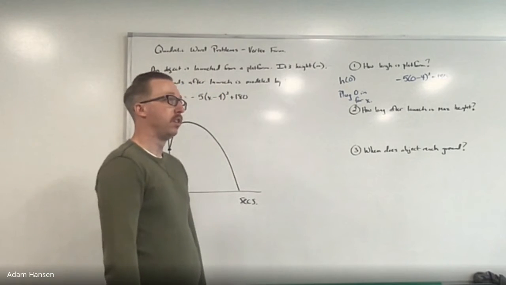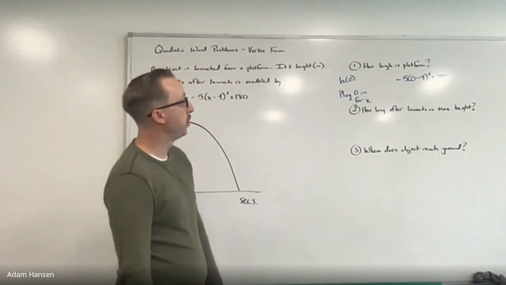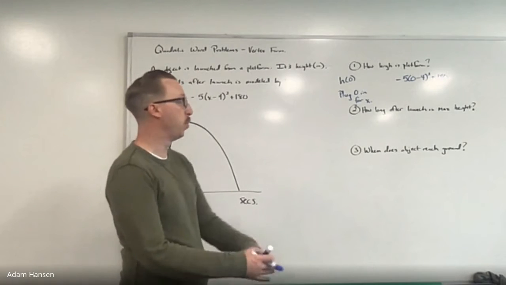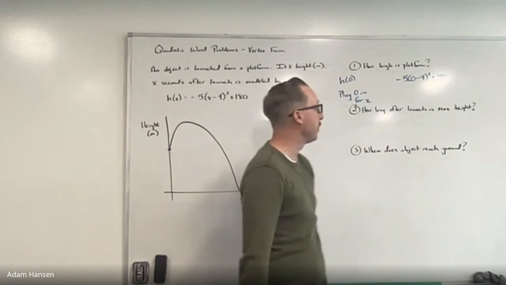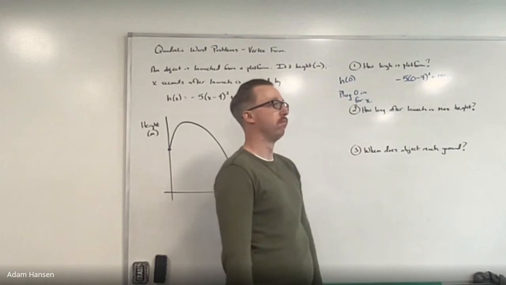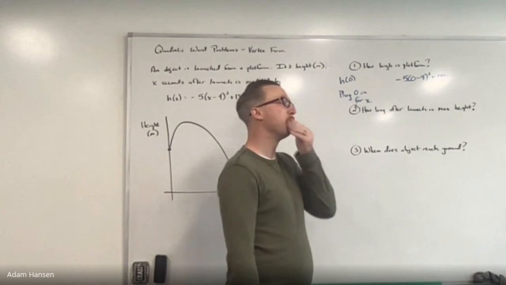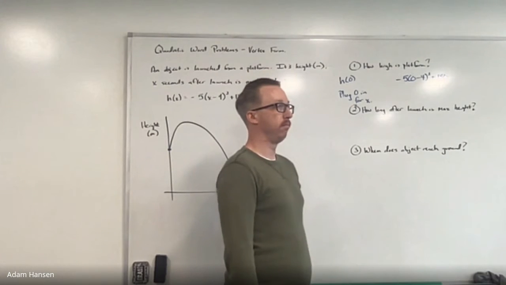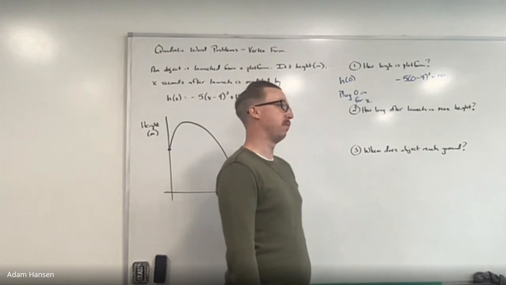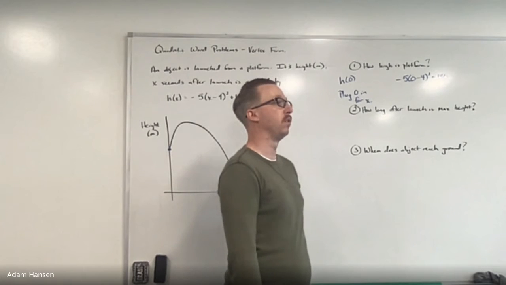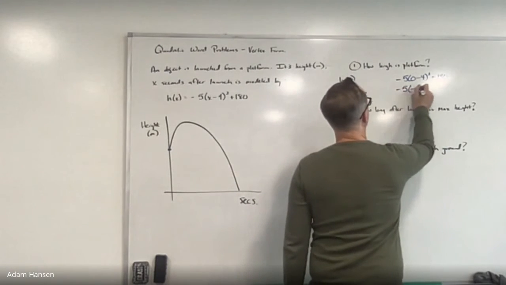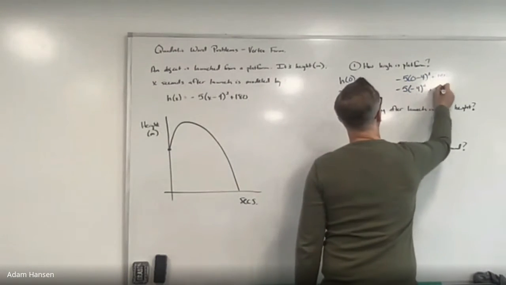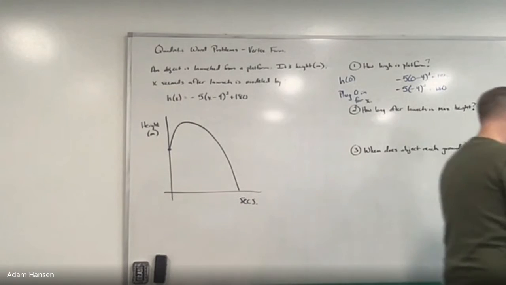Think PEMDAS. No, we're just simplifying. We're not trying to solve the equation. I just want to know what this is equal to. So order of operations, PEMDAS says to begin by doing what? What does the P stand for? How about parentheses? Do what's inside the parentheses first. What's 0 minus 4? Okay, so I'm going to bring down -5 times (-4) squared plus 180.